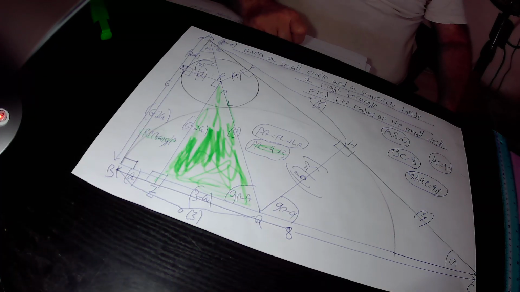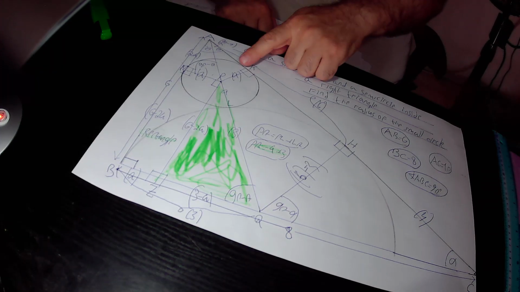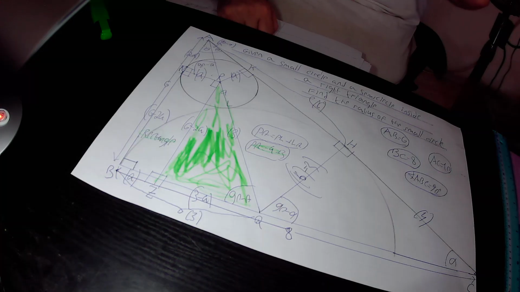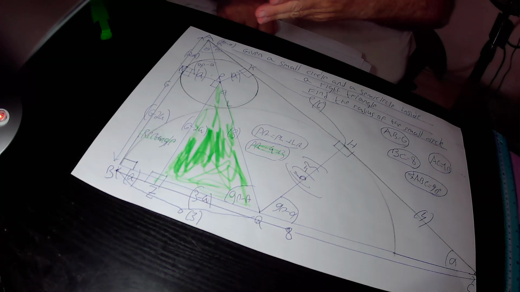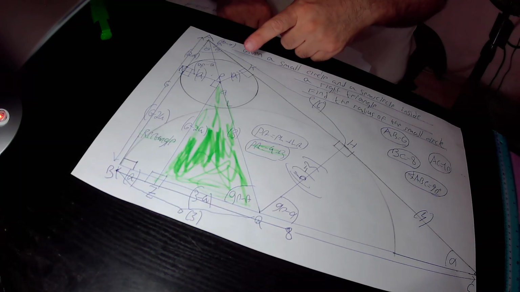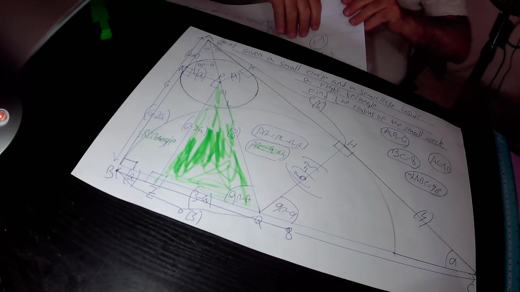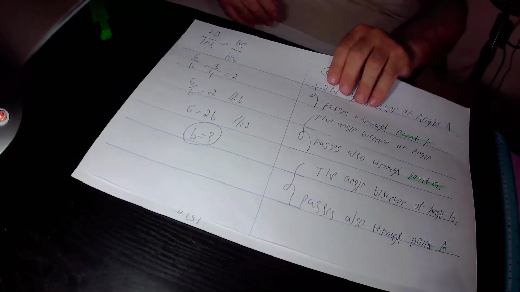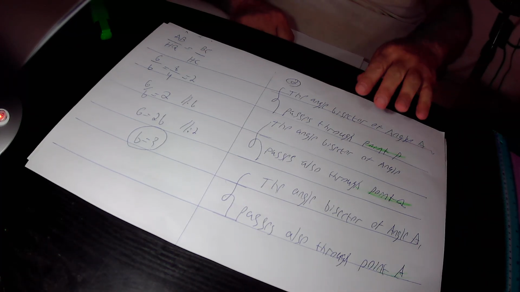So according to rule 15, the angle bisector of angle A must pass through point P, that is the center of this small circle. So PA is the angle bisector of angle A, and PA of course passes through point P, that is the center of this small circle. So from here you can write down that the angle bisector of angle A passes through point P.